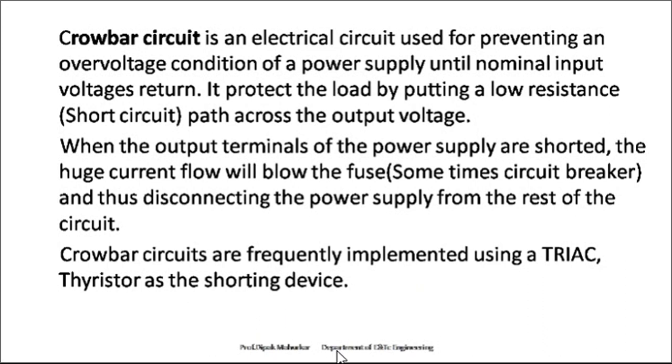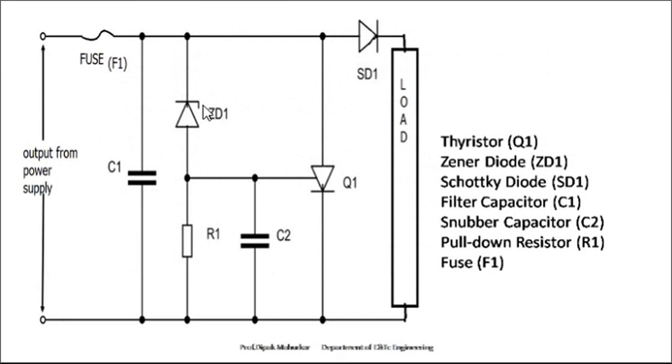See now the crowbar circuit output from the power supply. Here is the fuse F1. Capacitor C1 is called the filter capacitor. R1 is the pull down resistor, then the Zener diode, then capacitor C2, then the thyristor, and here is the Schottky diode. Okay, so this is the crowbar circuit.